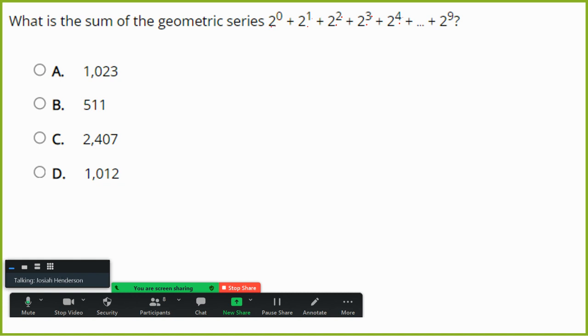Anything to the 0 power. I hope you remember back to Unit 5. Every number to the 0 power is always 1. It turns into the number 1. 2 to the 1 would be 2. 2 to the 2 is 4. 2 to the 3 is 2 times 2 times 2, 8. 2 to the 4, 16. And then there's space in the middle where we don't know. So I'm going to put dot, dot, dot. And then we get to 2 to the 9th. What the heck is that? 512.